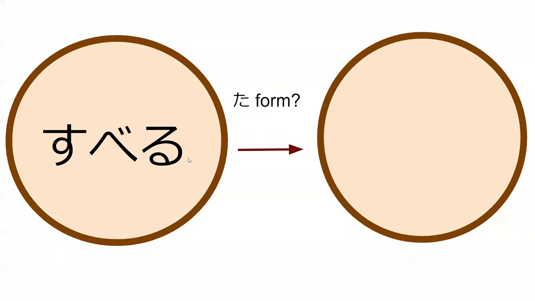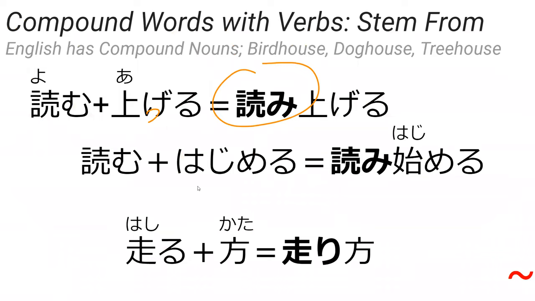Suberu means to slide. Suberu. It kind of slides on your tongue, like Subaru. This is not a du verb. It is r plus u. What is the ta form of suberu? It would be subeta. A nice little glottal stop in there. So this is something we might have touched on before.